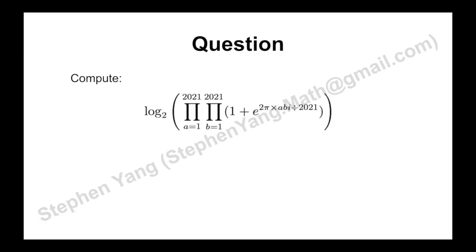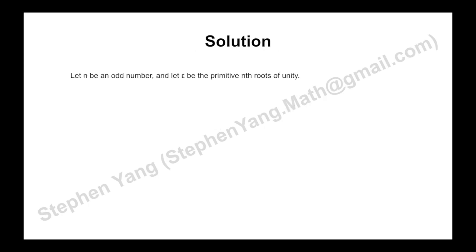The question is: compute log base 2 of the product for a equals 1 to 2021, product for b equals 1 to 2021, of (1 plus e to the 2 pi i ab divided by 2021) to the power. A hint to this question is to consider 2021st roots of unity. Let's get into the solution now.